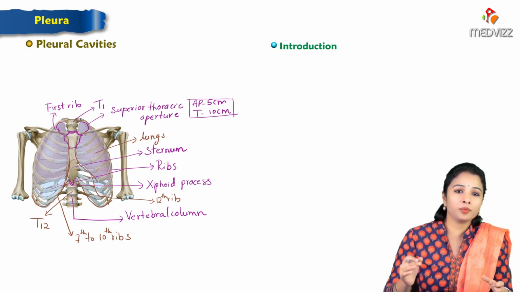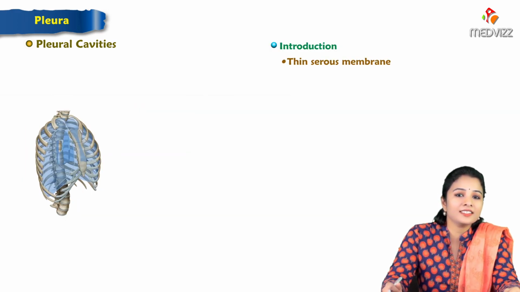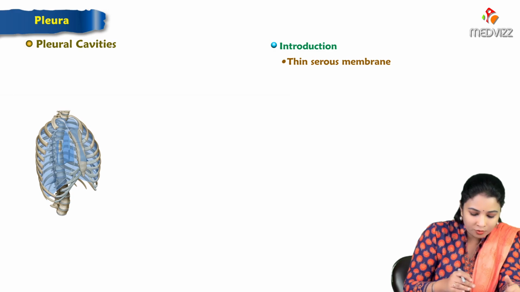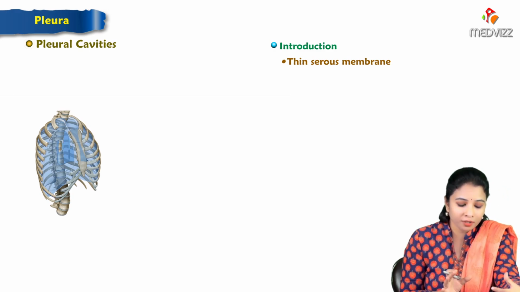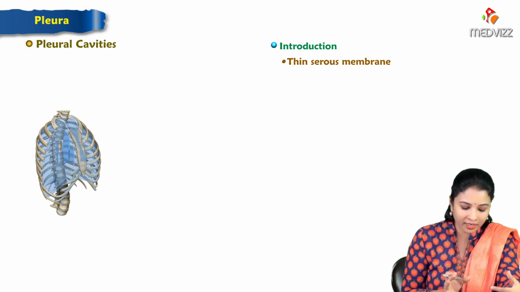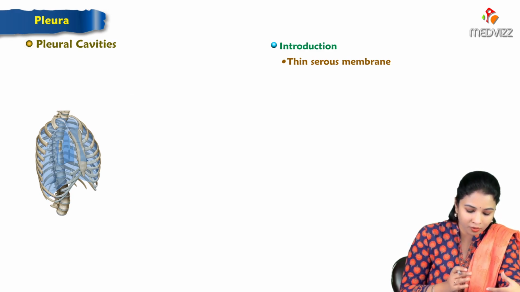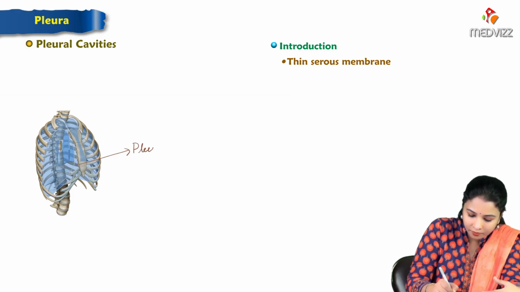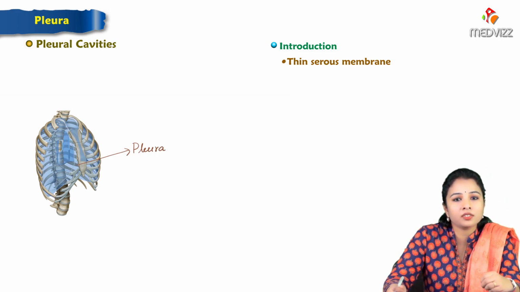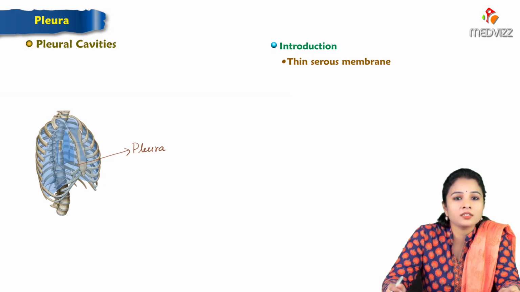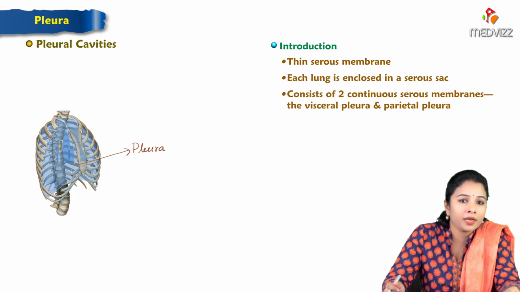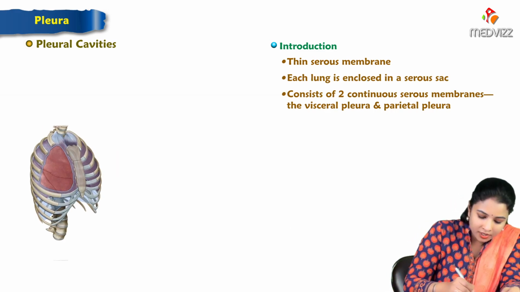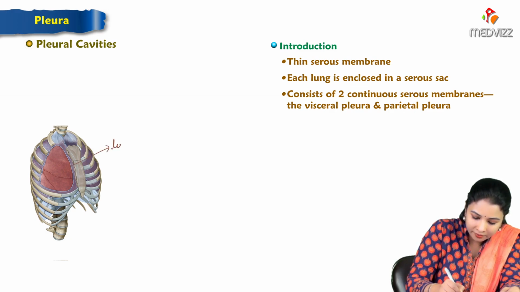We shall begin with the pleural cavities first. Pleura is a thin serous membrane around the lungs. Here the lungs are removed, and this image shows only the pleura which is present within the thoracic cavity, with the ribs removed on one side to expose the pleura. This blue colored structure is the pleura, a thin serous membrane that surrounds the lungs and consists of two layers, the parietal pleura and the visceral pleura.